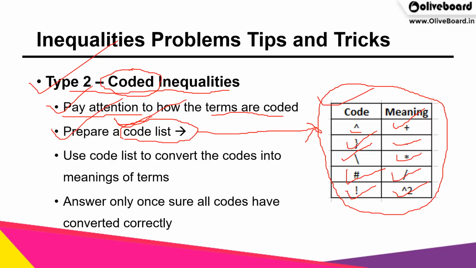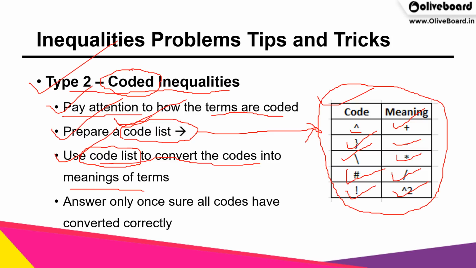Okay, and once the code list is done, you can use the code list to convert the codes into the meanings of terms. Okay, so whenever you have an inequality with codes, you can use the code list to convert the codes into their meanings, and as a result, the resulting inequality will be easy to solve.